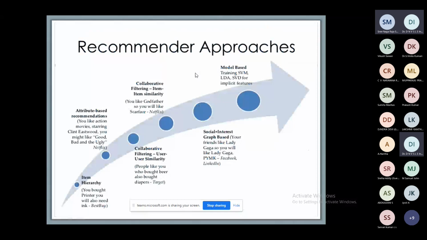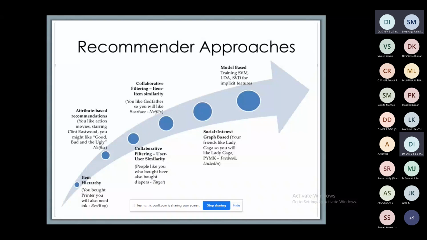So, the recommended approaches. Here we are considering item hierarchy. Suppose you bought a printer, you will also need ink. If the ink in the printer is finished, then definitely we need ink. This is item hierarchy. Purchasing a cartridge alone is useless, but the cartridge depends upon the printer.